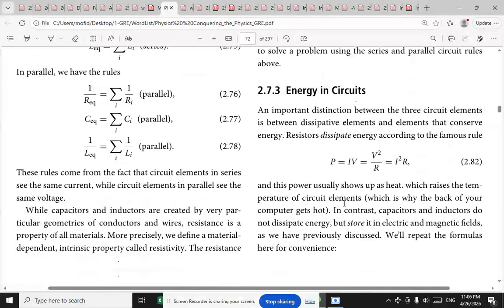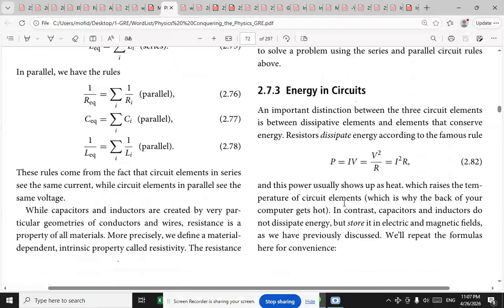Now I'm going to go through the energy in circuits. An important distinction between the three circuit elements is between dissipative elements and elements that conserve energy. Resistors dissipate energy according to the famous rule where the power P is equal to the current I multiplied by voltage V, which is equal to V squared divided by resistance R, which is equal to I squared multiplied by R.